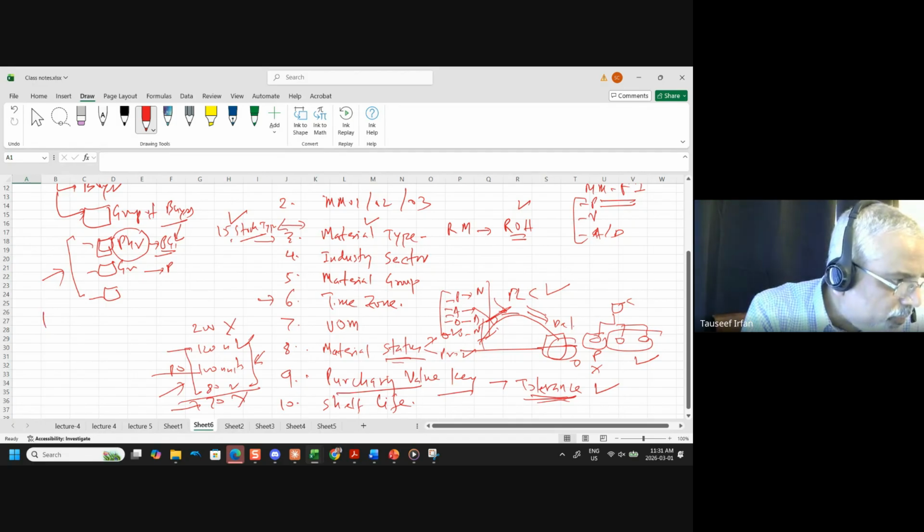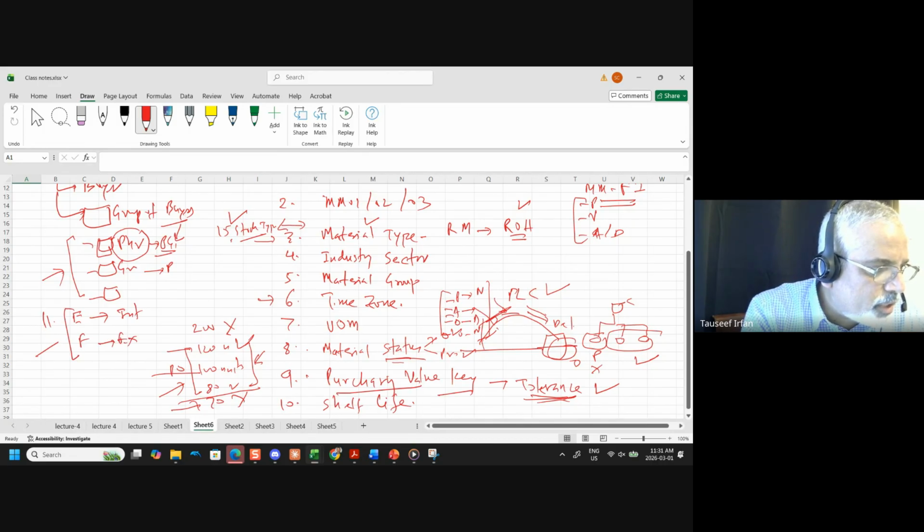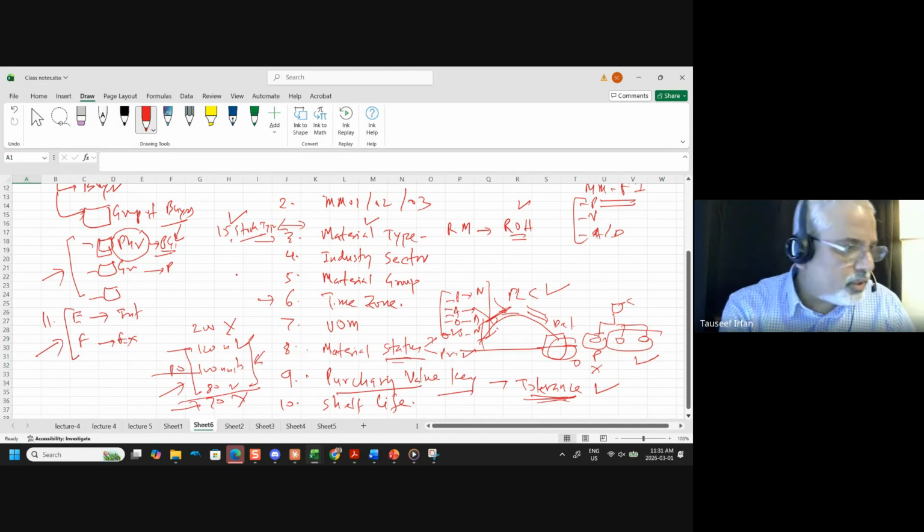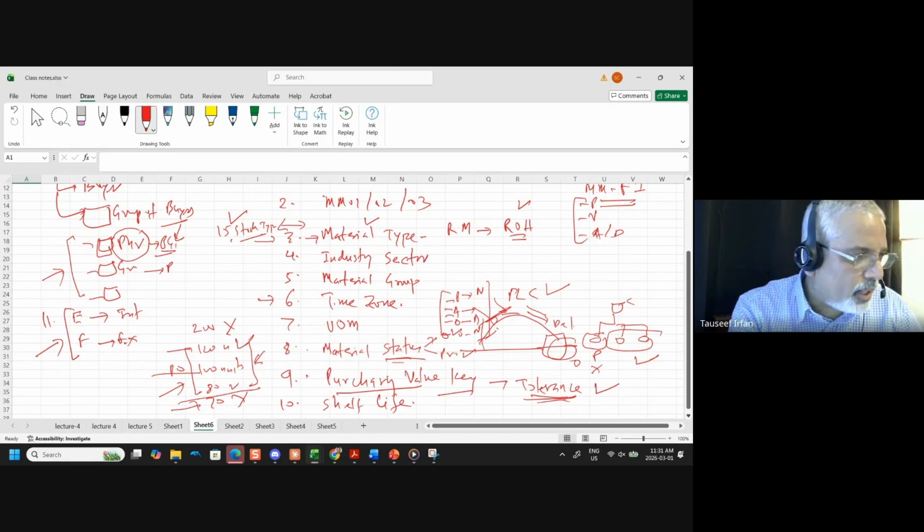Let's go to number 11. The internal keys are E and F, and this is your external key. Very important when you are setting it. In the material master, you can set this key in the material type directly, or you can set it at the plant level also. We will look into that also. That's also very important. Everybody understood now?